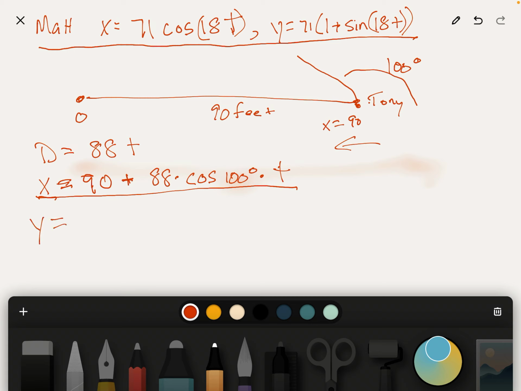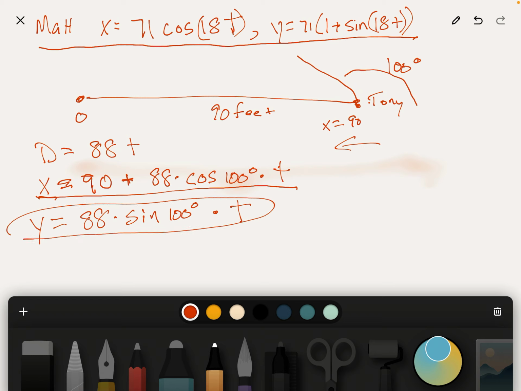And y is going to be, in this case, we're basically saying Tony is 0 feet tall. Tony has no height. We're assuming the ball starts at ground level. So it's simply 88 times sine of 100 degrees times t. So that's simple enough. So now we have all 4 parametric equations, or we could say we have 2 sets of parametric equations.